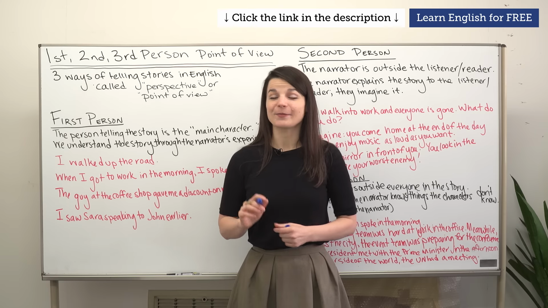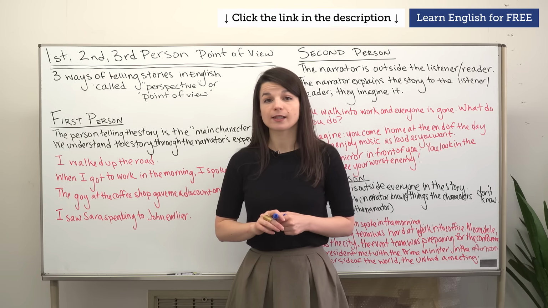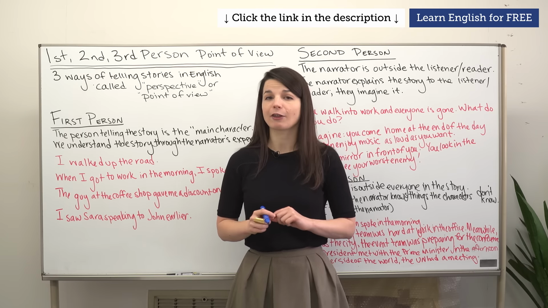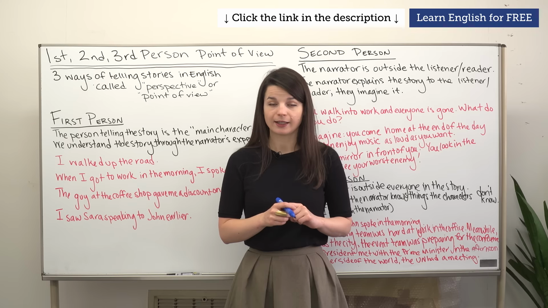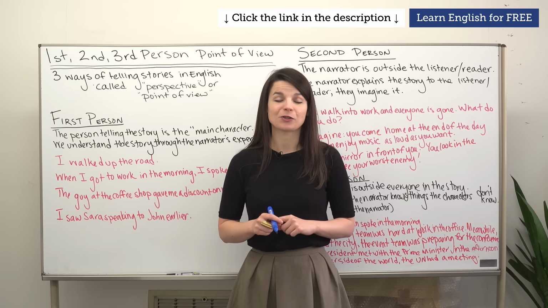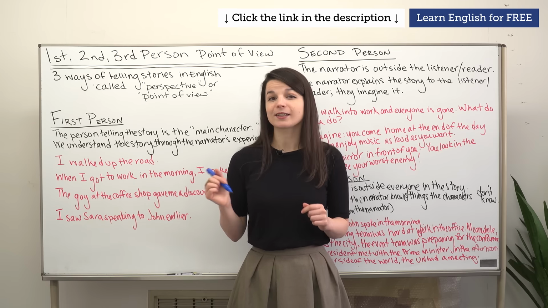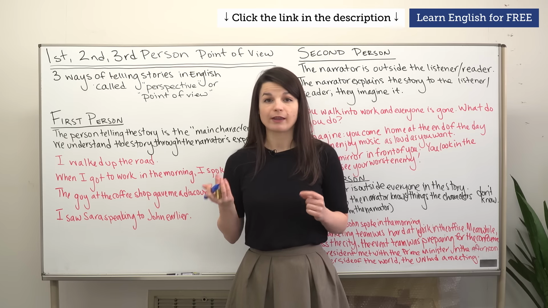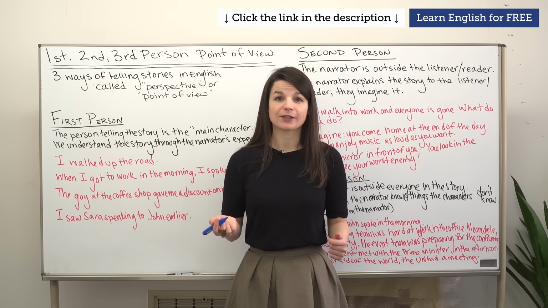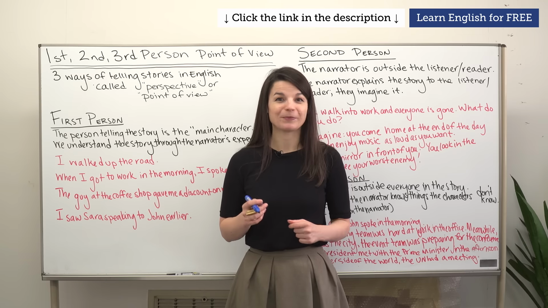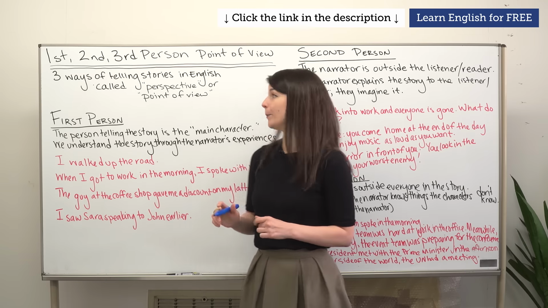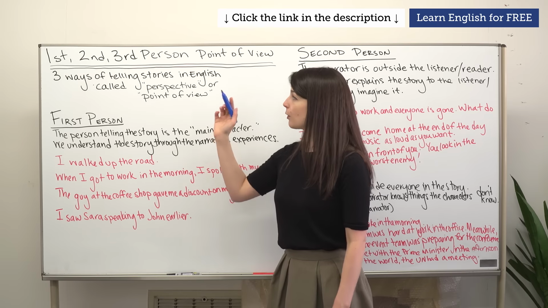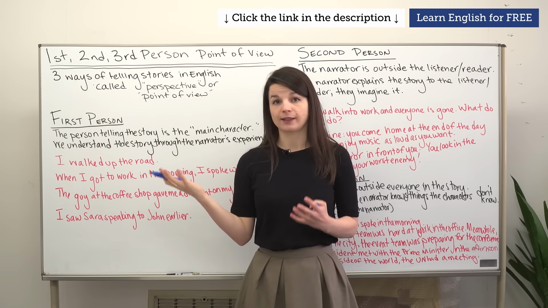Hi everybody, my name is Alicia. In this lesson, I'm going to talk about first, second, and third person storytelling. This is something that we use in English to tell stories. I'm going to talk about the three different types of storytelling that we use, what they mean, and a few examples of when and how to use them. So let's get started. Okay, so as I said, there are three ways of telling stories in English.